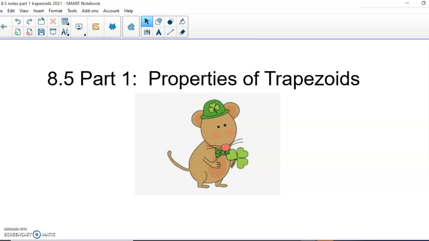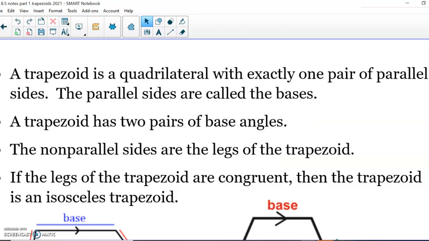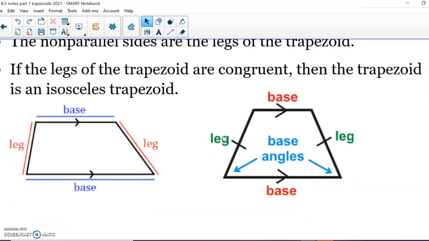This is Honors Geometry Lesson 8.5, Part 1, Properties of Trapezoids. So first of all, what is a trapezoid? A trapezoid is a quadrilateral, so we know it has 4 sides, but this time it has exactly one pair of parallel sides. So let's look at that.